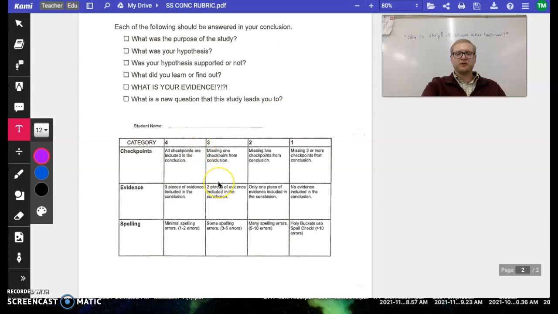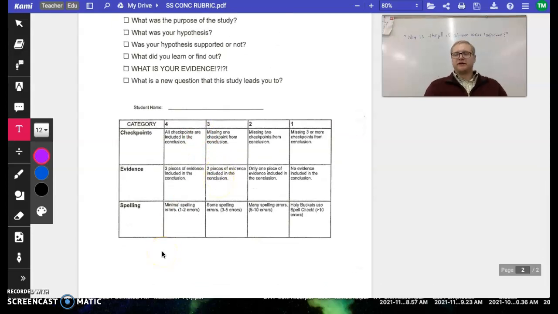Okay? Finally, spelling. Spelling and grammar. This is a conclusion that you have to type out. Spelling and grammar are important. So I want you to check your spelling. All these words that we've used are on our papers, right? I hand out papers all the time. The spelling's on them all the time. Make sure you're spelling things correctly.